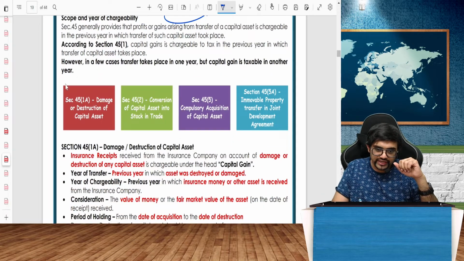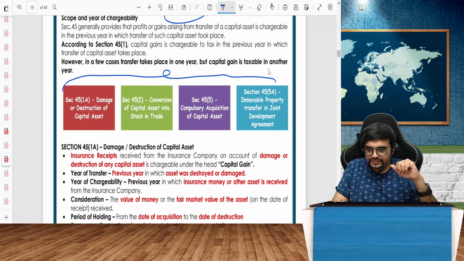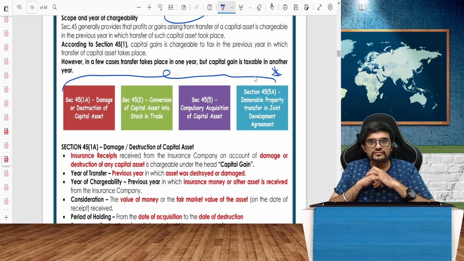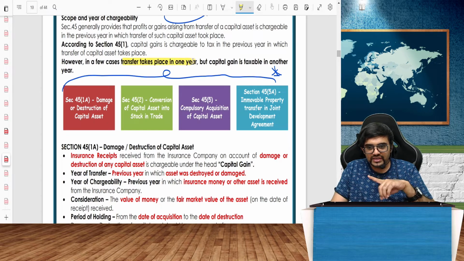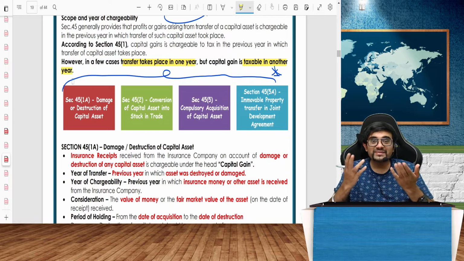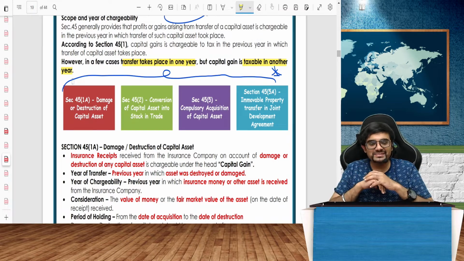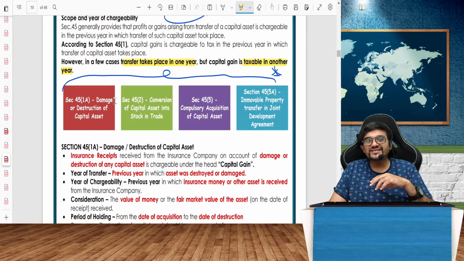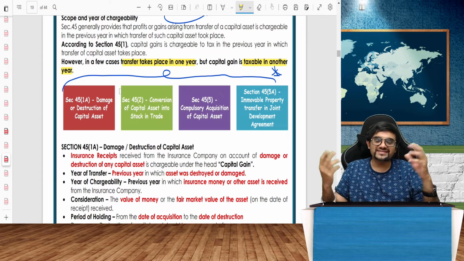But 4 exceptions are there, important. In these 4 cases, even though the transfer takes place in 1 year, capital gains is taxable in some other year. Sorry, I said capital gain, slip of tongue happens, right? So section 45(1)(a), capital gain.